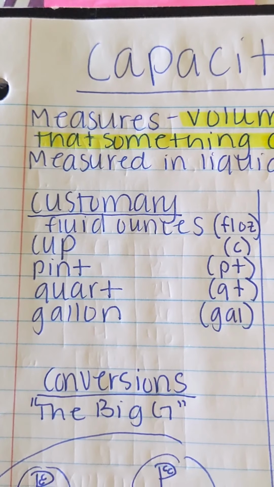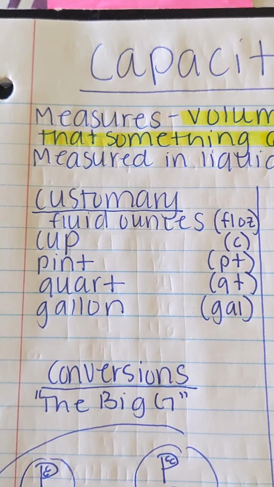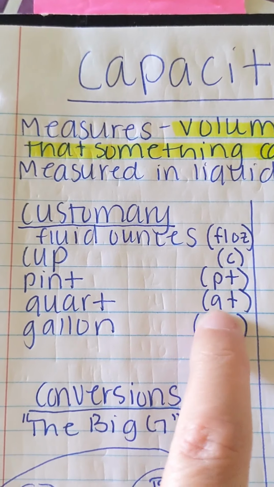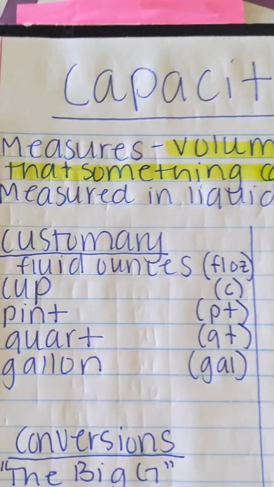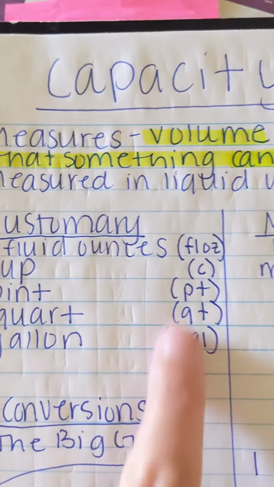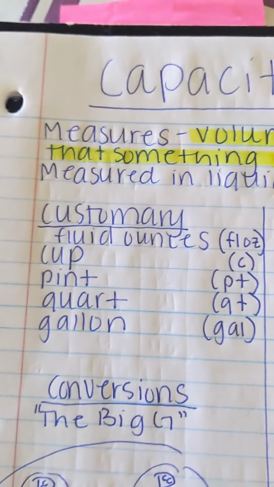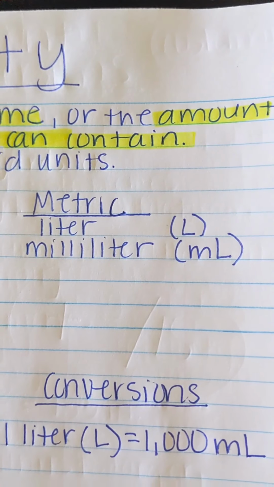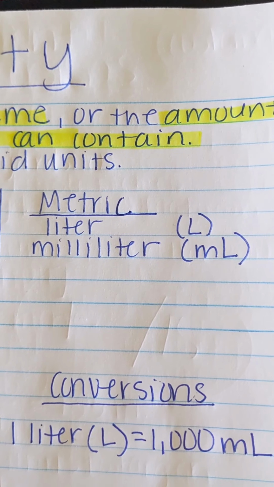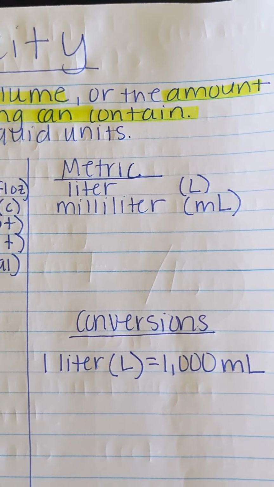So for customary, you have fluid ounce, cup, pint, quart, and gallon. And you'll see in parentheses here, I put all the abbreviations. That's a Q, kind of looks like a 9, but it's a Q. From here on out, every time that you label something, you're going to label it with this at the end. You don't have to write out the full word. And then for metric, we have liter, which is capital L, and milliliter, which is lowercase m, uppercase L. Be careful with that. The L is uppercase, the M is lowercase.